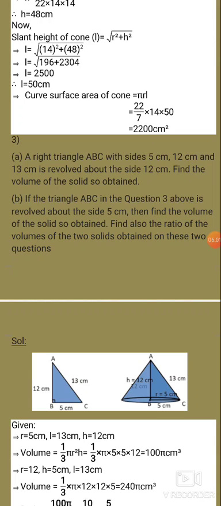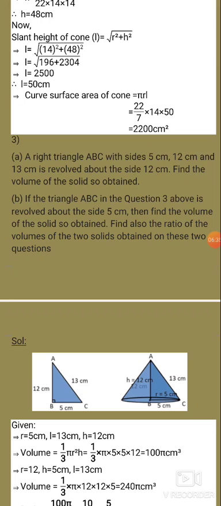Radius into height 12, so what we get? 100 pi. Okay. Now next one, volume. When the second question is done, if the triangle ABC in the question above is revolved about the side 5 cm, instead of 12 cm, you just think, if it is revolved about the side 5 cm, another cone is formed. So that cone's height is 5 and radius is equal to 12.